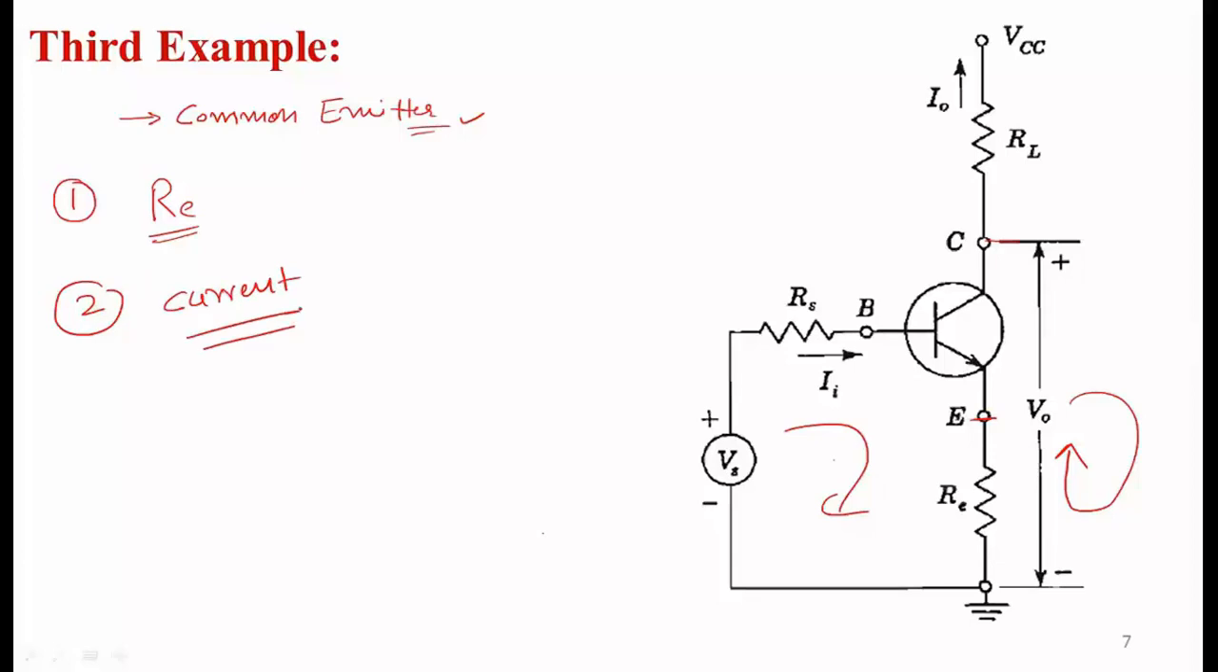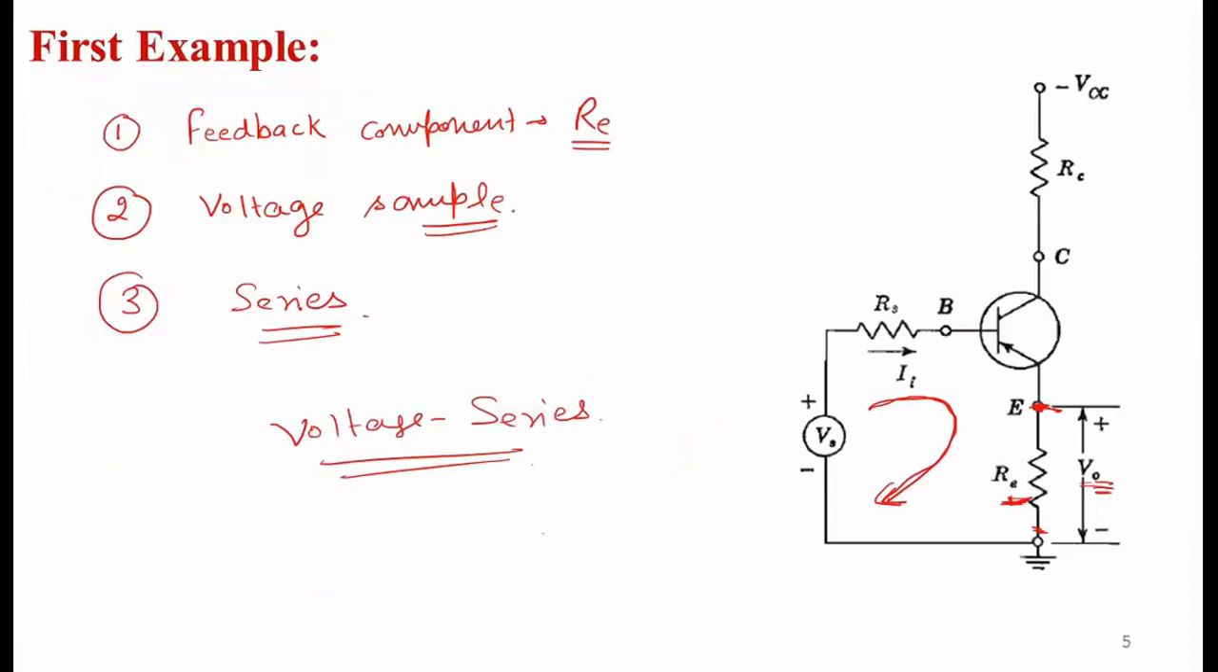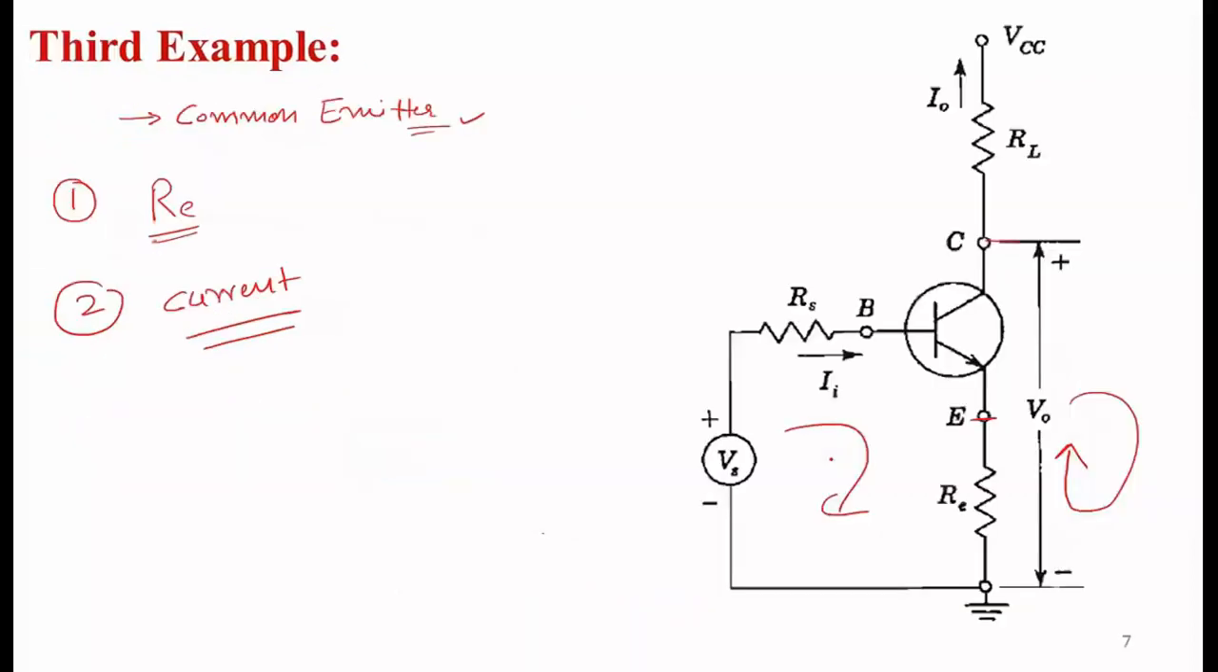So let's just discuss the earlier example. In that example, we could see that the feedback component terminal and the output terminal are the same. So we can say that this is a voltage series. But in this circuit, since we are taking output from the collector, and this output terminal and the feedback terminal are not the same, we can see that the current sampling is there.